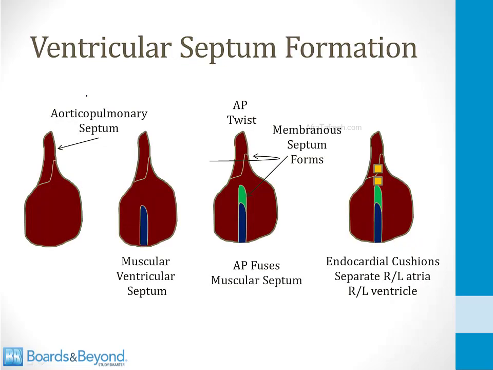Now let's talk about the formation of the ventricular septum. This is the wall that will eventually separate the left ventricle from the right ventricle. So initially the ventricle is a single chamber that will be divided, and it's rare, but sometimes children are born with a single ventricle. This is a severe form of congenital heart disease.